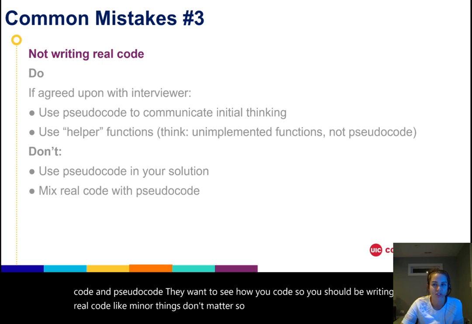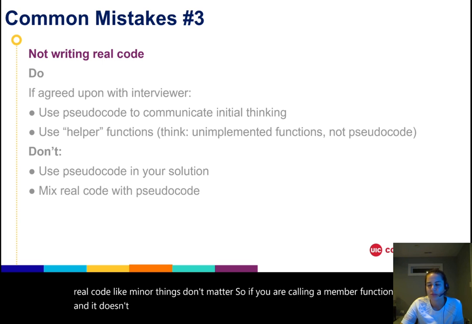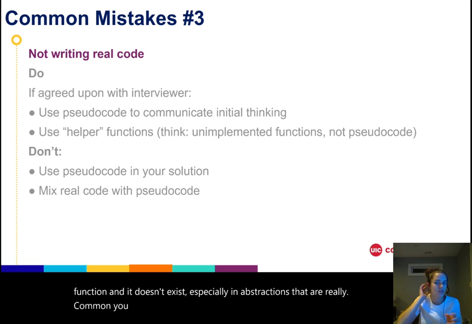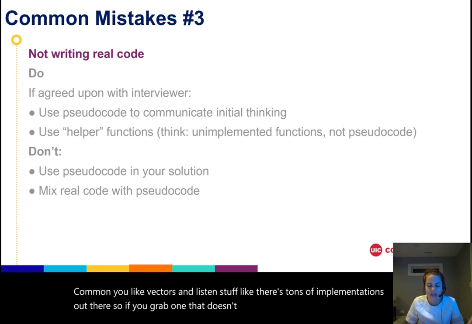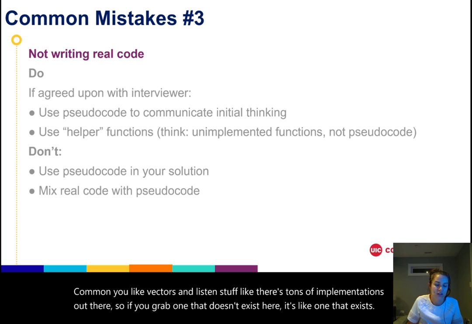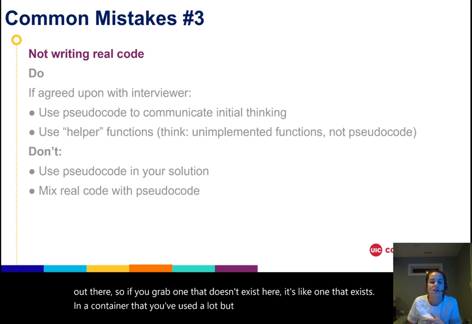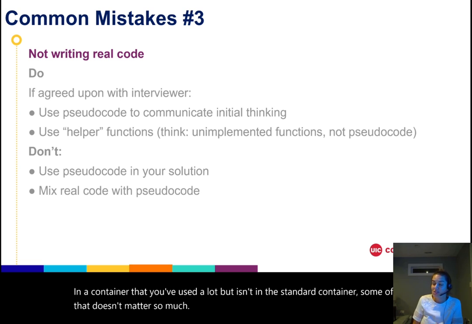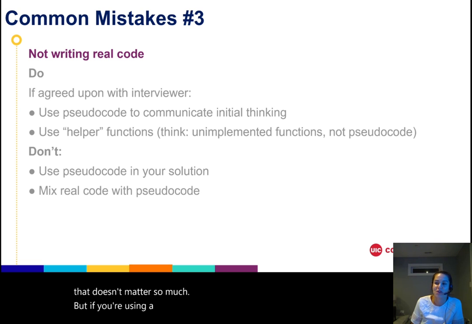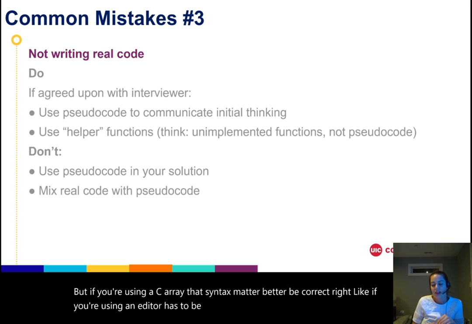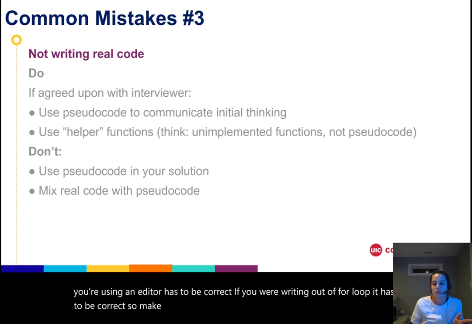So if you are calling a member function and it doesn't exist, especially in abstractions that are really common, like vectors and lists, there's tons of implementations out there. So if you grab one that doesn't exist, or one that exists in a container that you've used a lot but isn't in the standard container, some of that doesn't matter so much. But if you're using a C array, that syntax better be correct, right? If you're using an integer, it has to be correct. If you're writing out a for loop, it has to be correct. So make sure that you are writing with real code.